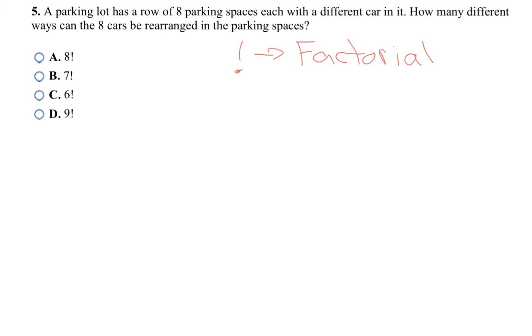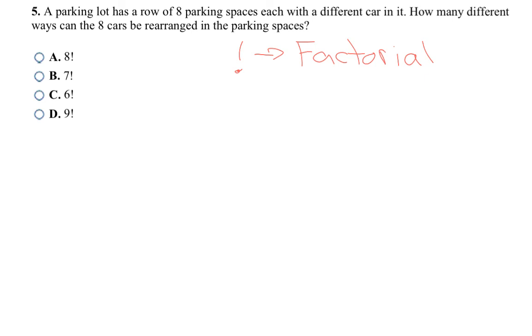This question here says a parking lot has a row of 8 parking spaces, each with a different car in it. How many different ways can the 8 cars be arranged in the parking spaces? So when you look at the answers here, you notice that the answers have an exclamation mark in them. And so that isn't that you're reading the number with emphasis. An exclamation mark in math means the factorial.